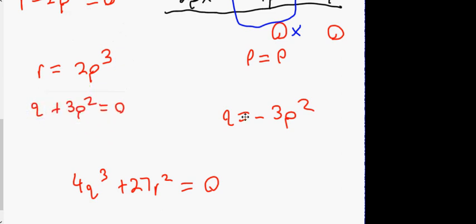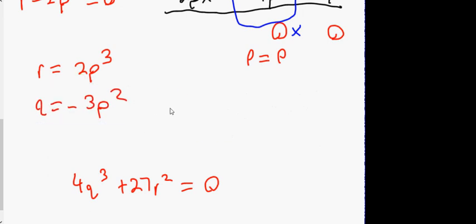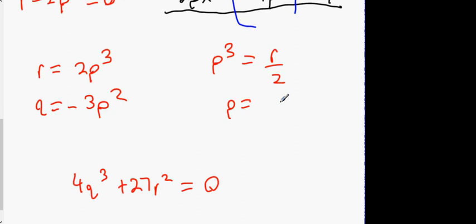Okay, and we'll see if it works out. Yeah, sorry, I'm using the q equals minus 3p squared, right? Now, I'm looking at all of them here. I'm going, okay. So, what I could try is this. I could try saying that p cubed equals r over 2. p equals the cube root of r over 2. Is everybody happy with that?